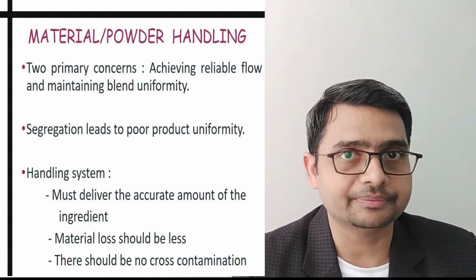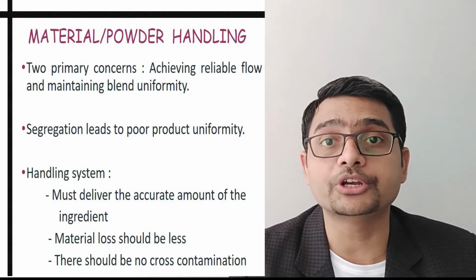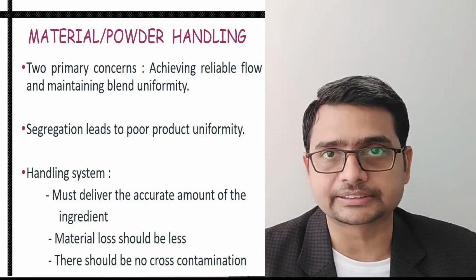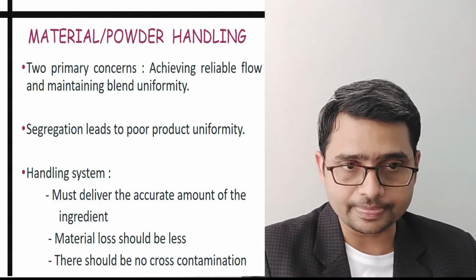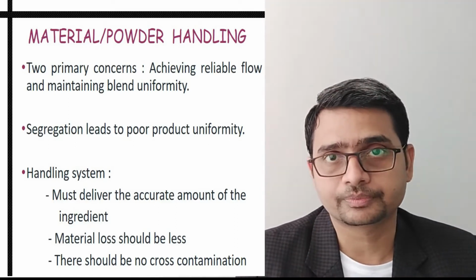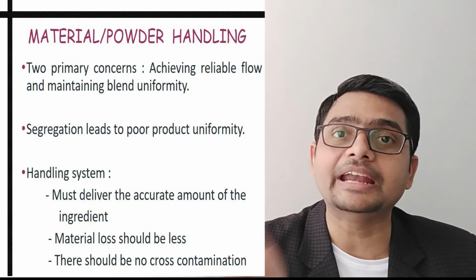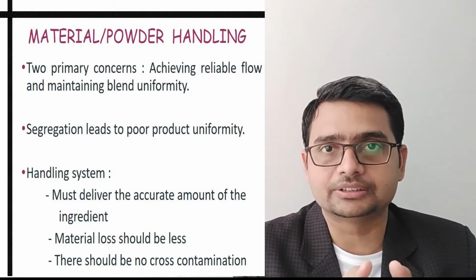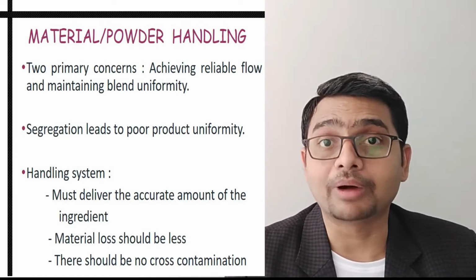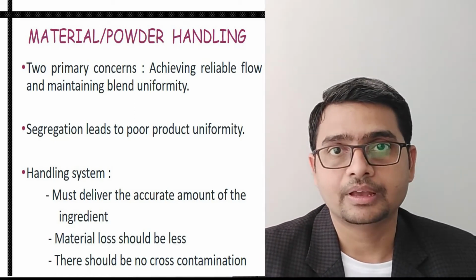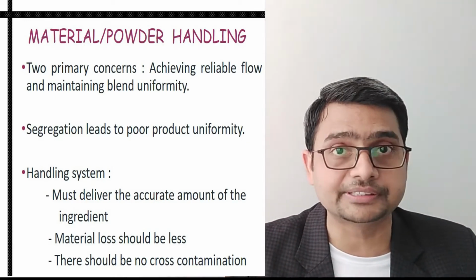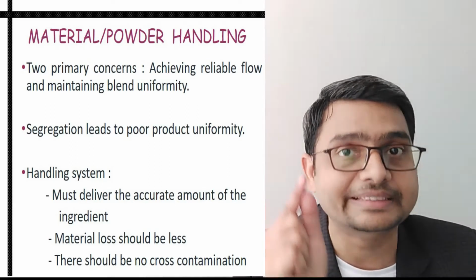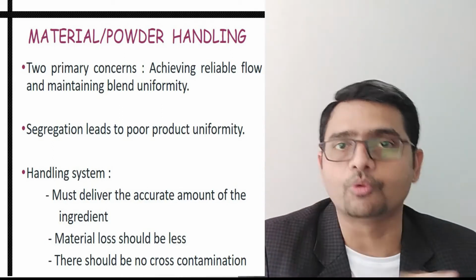The very first point is how you are going to handle the material. It carries two primary concerns. One is achieving reliable flow, and the second is maintaining blend uniformity. That means if you are going to accommodate two or three materials at a time, it must have good flow characteristics. Otherwise, if any segregation occurs, it may lead to poor product uniformity. So it should not be there. It is a controlling point over here.